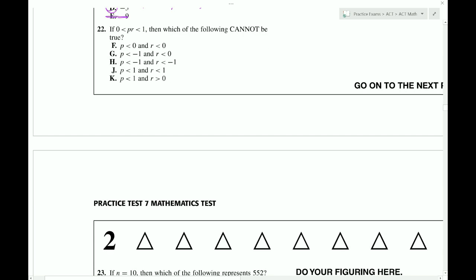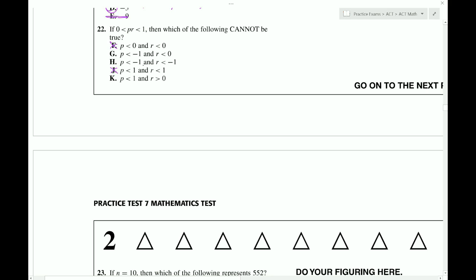PR is between 0 and 1. Which of the following cannot be true? Let's see. Can P and R both be negative? I would say yes, because if you multiply two negatives, you do get a positive. So that's fine. What about J? Can P and R both be less than 1? Yeah, they could both be a half, for example. So that's fine.